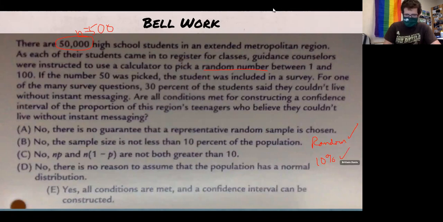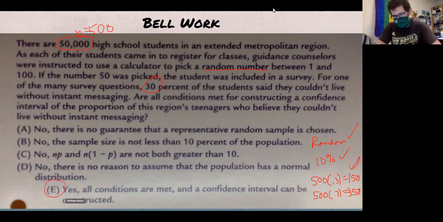And then the last part we can assume right here, if 30% was our p hat, it's going to be 500 times 0.3, and then 500 times 0.7, and we'll get our answers there. It's going to be 150 and 350. And obviously we have met the normal condition for proportions. So at this point, yes, we've met all conditions.